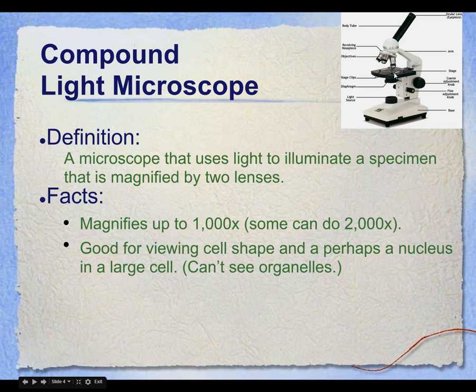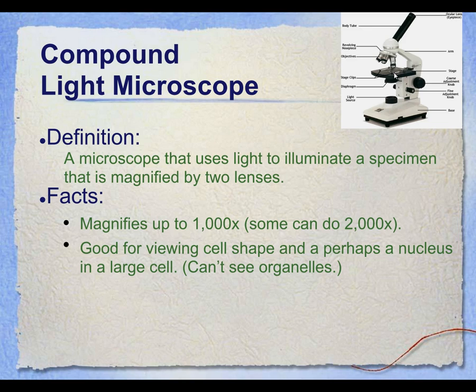And most of the compound light microscopes, some inexpensive ones, magnify up to 1,000 times. Some of the most expensive ones can do up to 2,000 times. Compound light microscopes will not magnify more than 2,000 times because of the properties of light. At that point, bending light through the lenses just to create an image just isn't possible anymore. So magnifying something 2,000 times is about the limit on a compound light microscope.